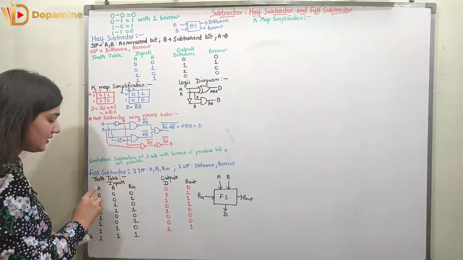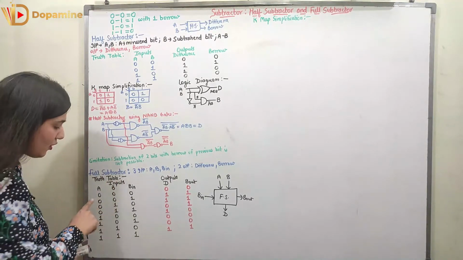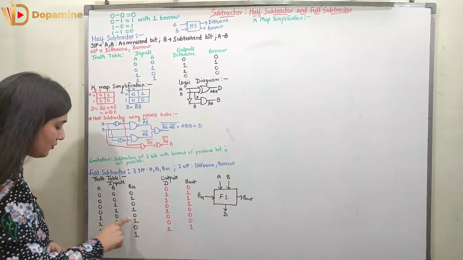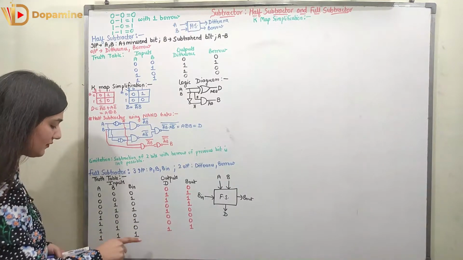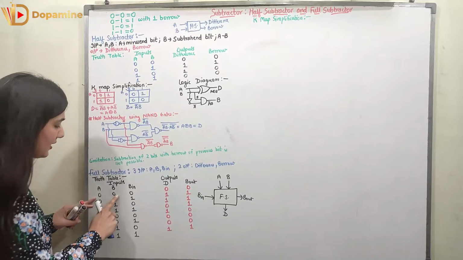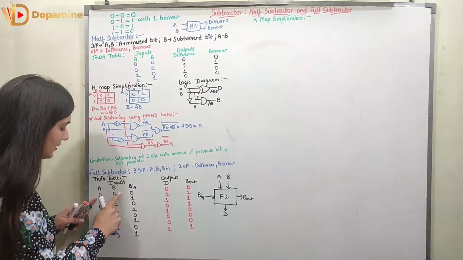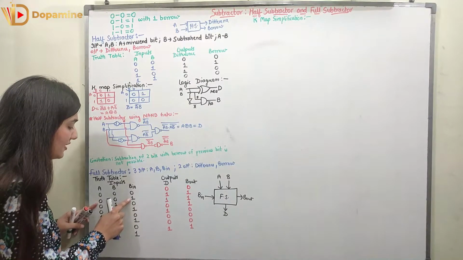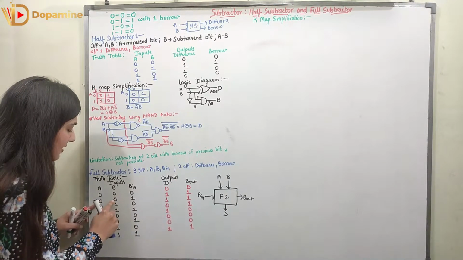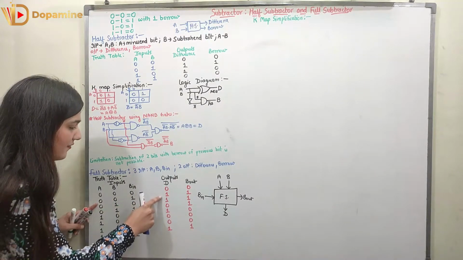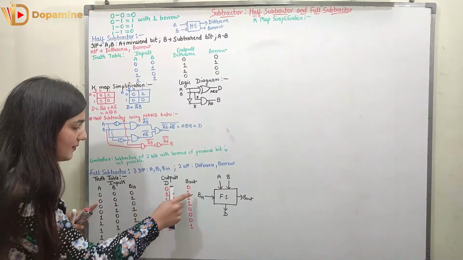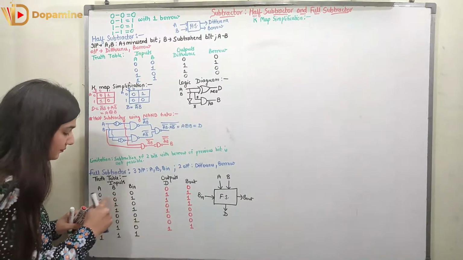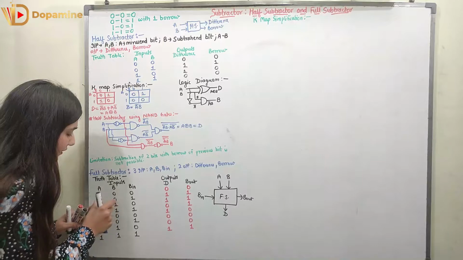Now the 3 inputs are there, A, B and B in. So all of the possible combinations are 000, 001, 010, 011, 100, 101, 110, 111. Now here you can see the previous borrow is 0, A and B are 0, the difference is 0, the B out is 0. The previous borrow is 1, both A and B are 0, so that time I will get the difference as 1 and the borrow as 1. Because the previous borrow was 1, I will get the difference of the 2 bits.